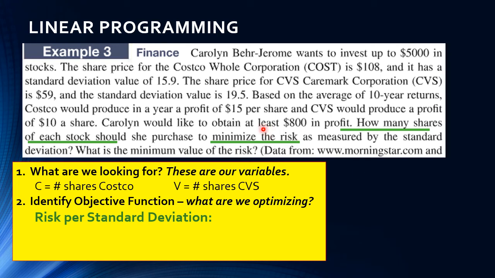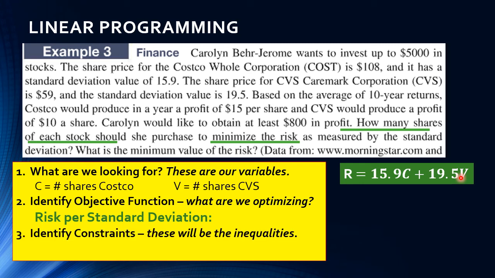Now remember that the standard deviation of Costco is 15.9. The standard deviation of CVS is 19.5. So we can then plug those values in: 15.9 times the number of shares of Costco, plus 19.5 times the number of shares of CVS.